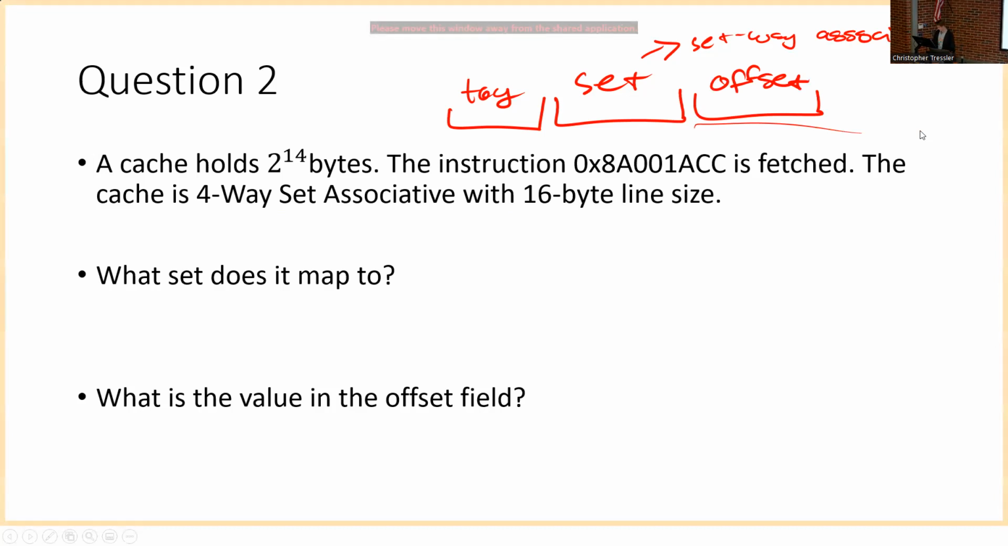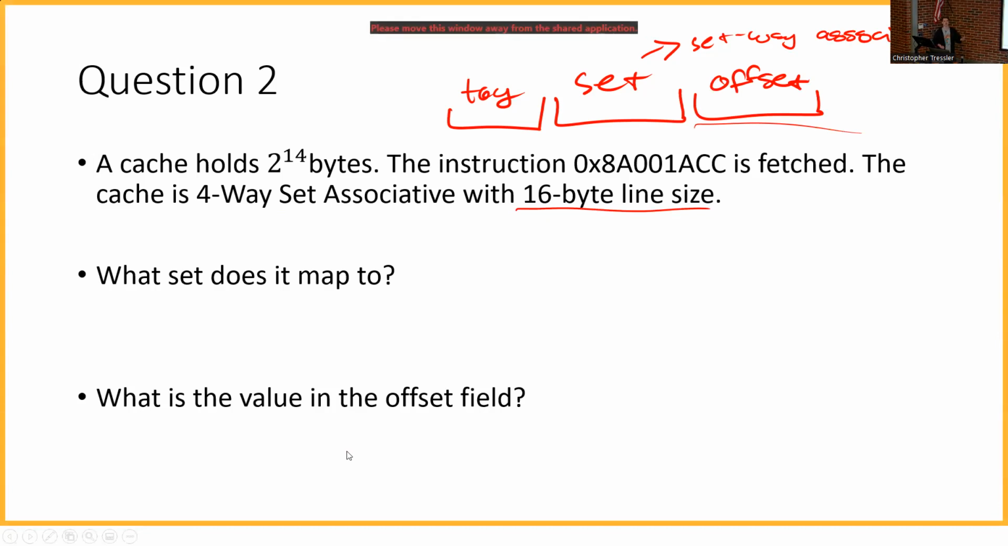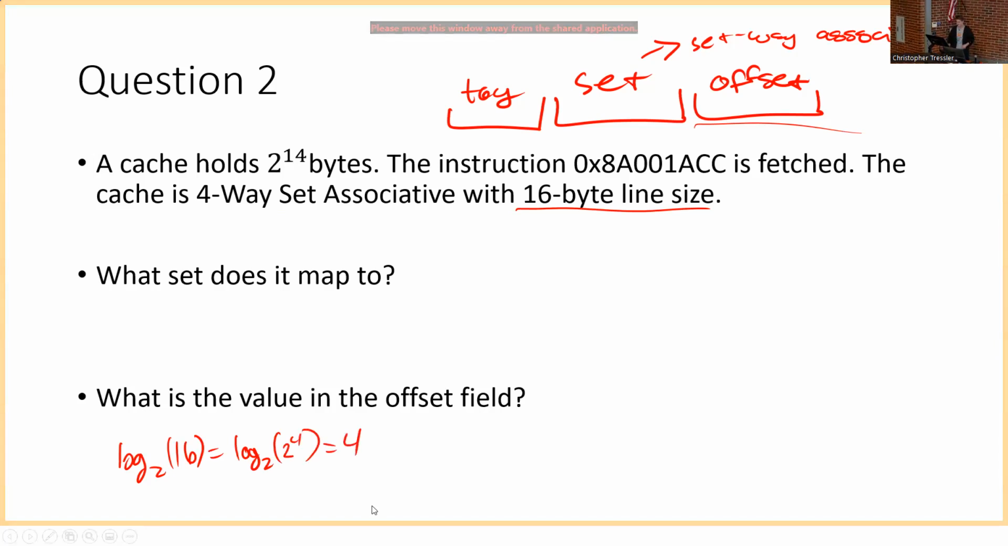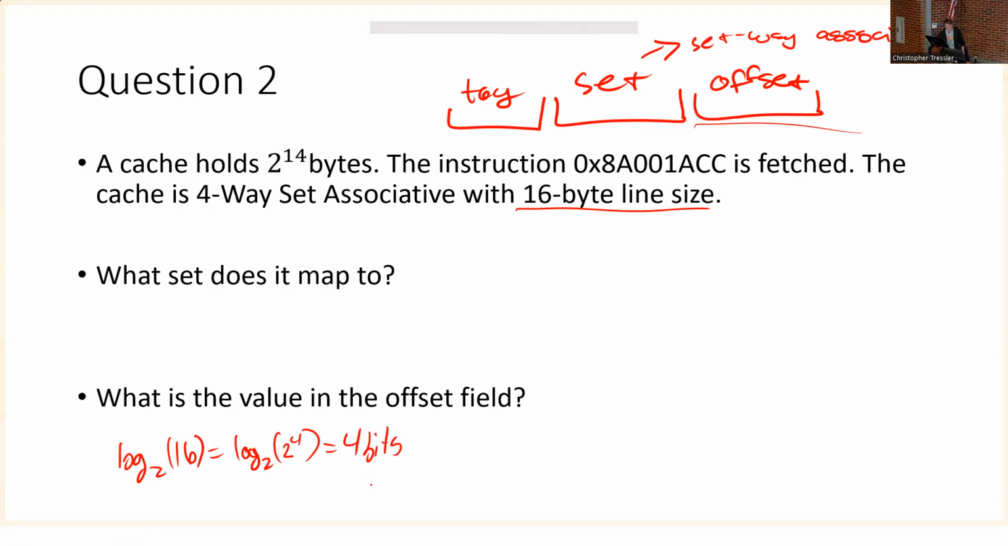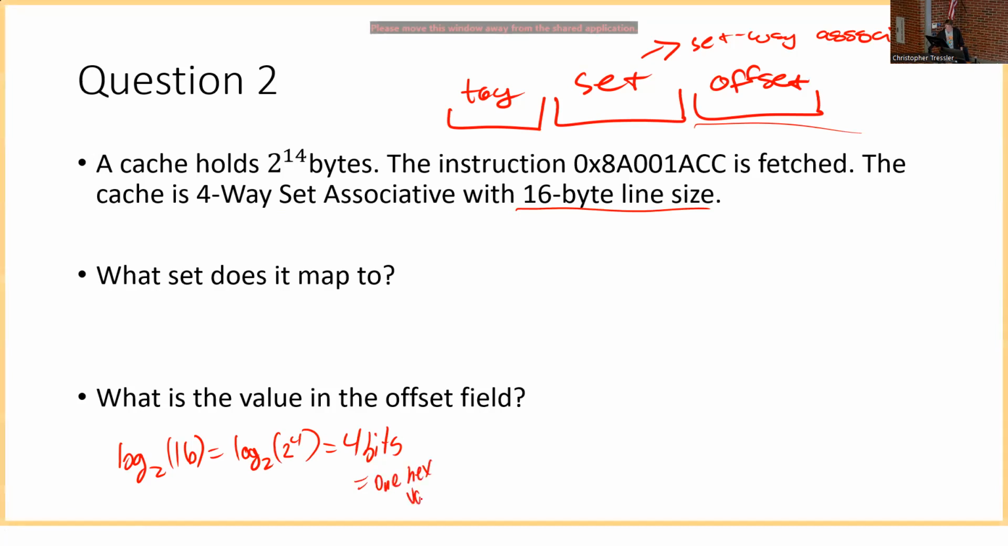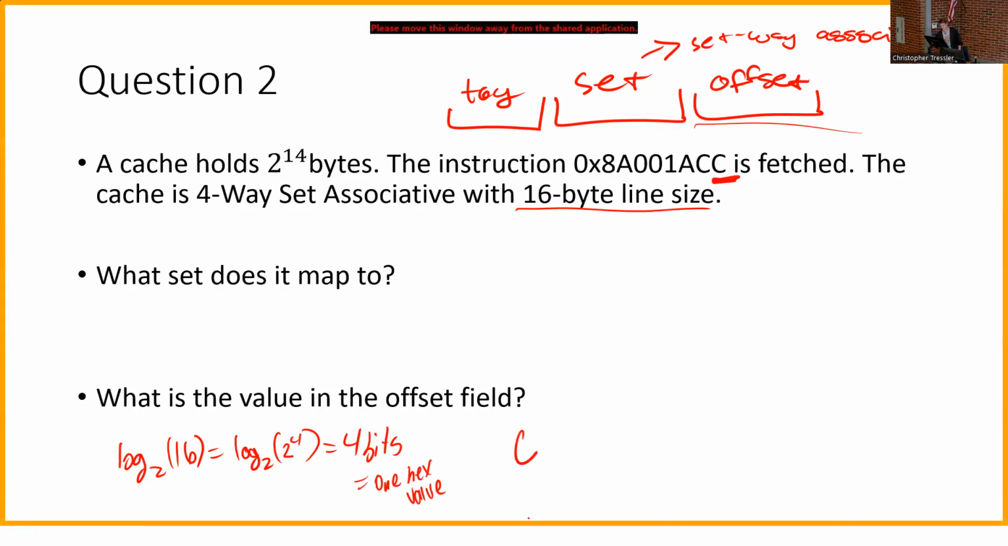To find the size of the offset, we take log of the size of the block or line. A line is a line in the cache. Block and line are basically interchangeable: block means it's in main memory, line means it's in cache. But anyways, we take log base 2 of 16, which is log base 2 of 2 to the power of 4, which is equal to 4. So there are 4 bits in the offset field, and 4 bits is equal to 1 hex value. So this C right here is our offset.